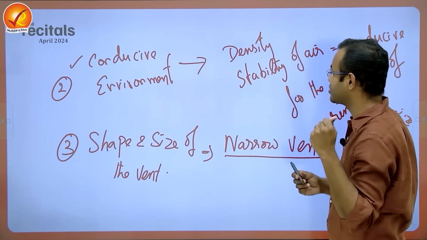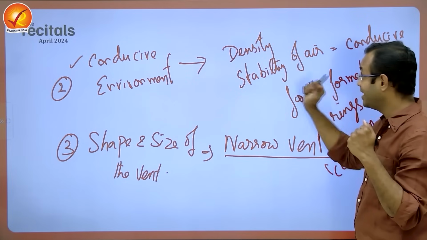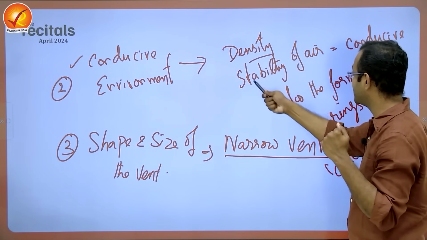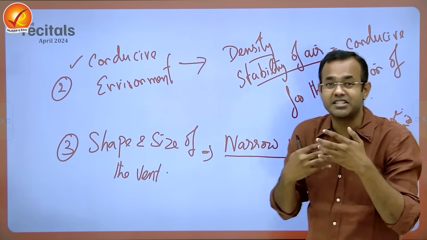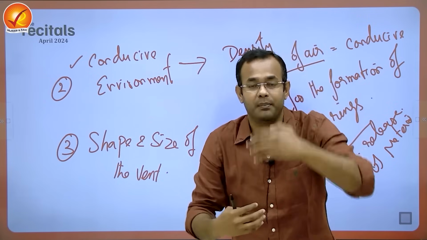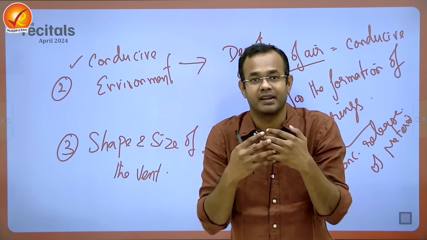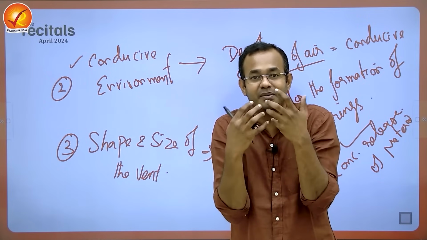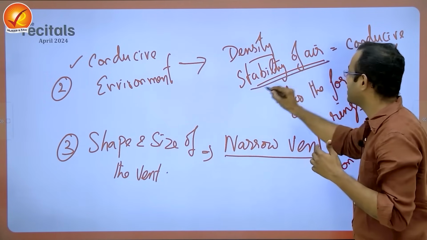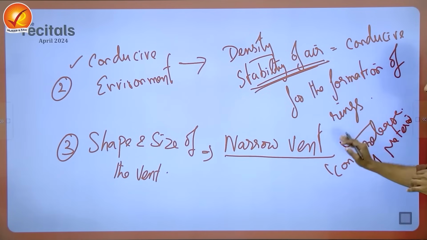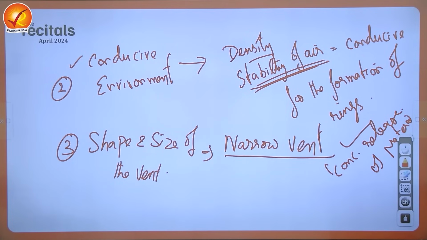released, pyroclastic materials to be released, conducive environment in the atmosphere has to be there in terms of density and stability of air. If air is unstable, if the air moves up and down, there is a high amount of movement of air, then the rings cannot be formed. The rings will be disturbed with respect to it. So, the stability of the air, density of the air is also important. The shape and size of the vent. Hope copied.